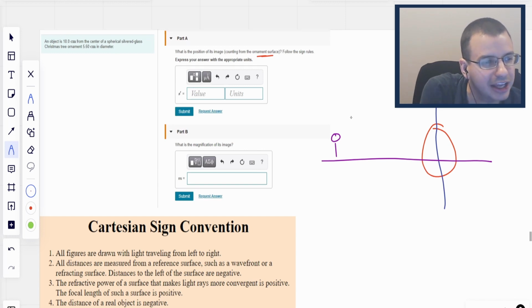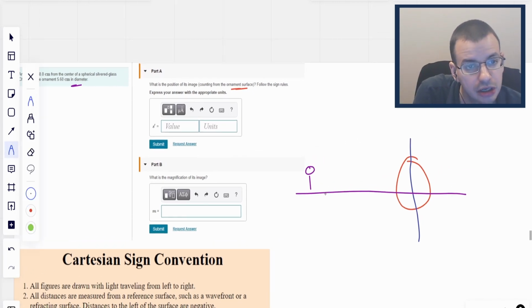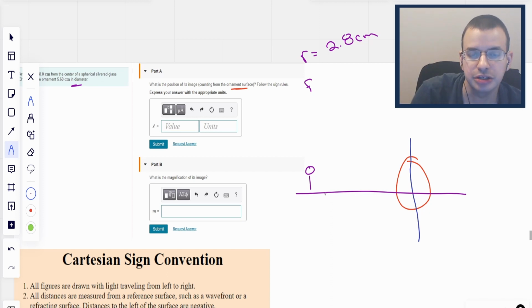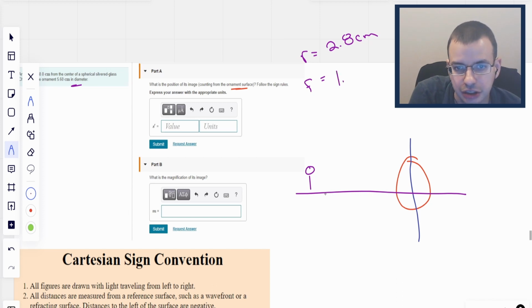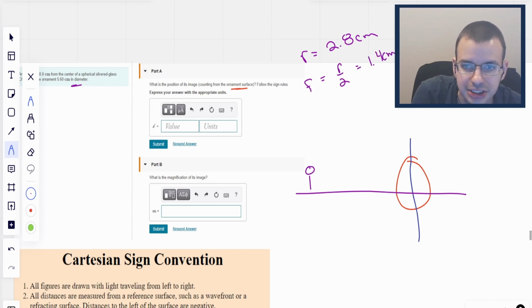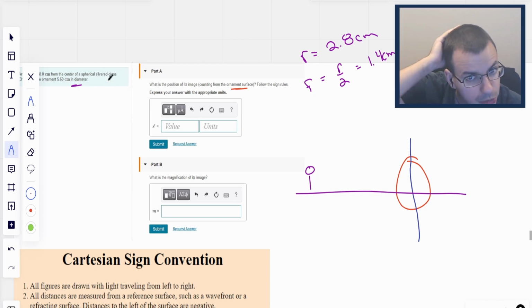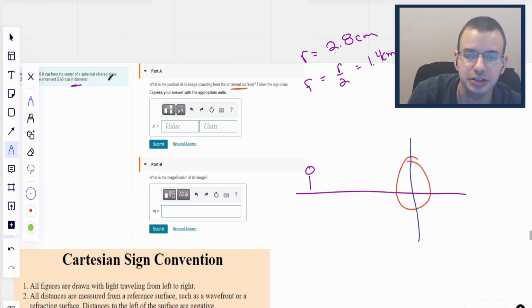We're told we have a diameter of 5.6 centimeters. So let's see here. Radius is then 2.8 centimeters, which means the focal length is going to be half the radius of curvature. So f equals R over 2, which is going to be 1.4 centimeters, because we have 5.6 diameter, 2.8 radius, because 5.6 over 2, and then half of the radius of curvature is going to be the focal point.